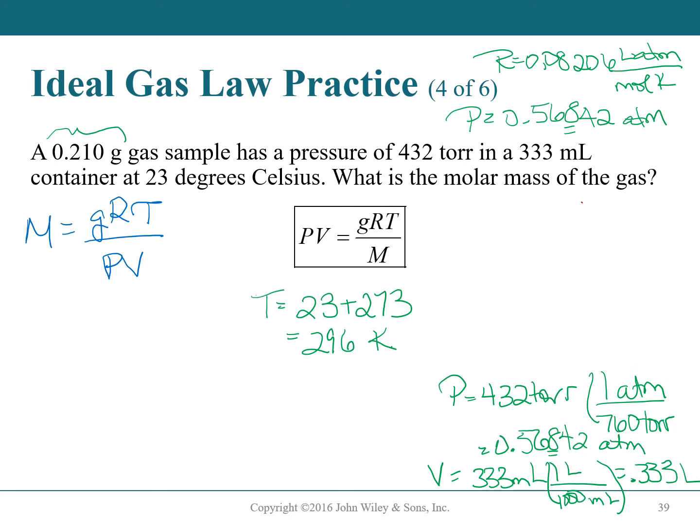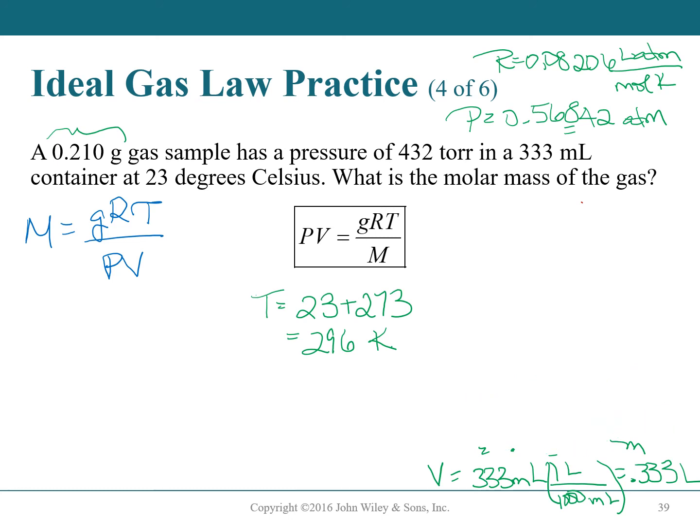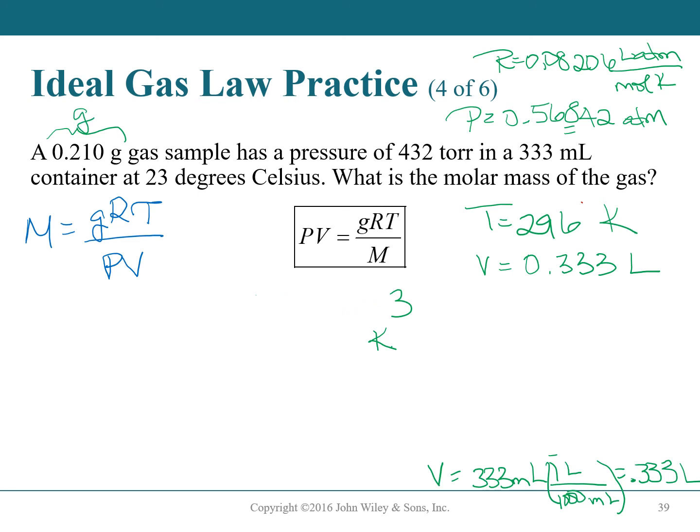Let's go ahead and give me some space here. So we know T is equal to 296 Kelvin. V is equal to 0.333 liters. And again, the mass is right here. All right, so let's go ahead and plug in all our values into our equation.